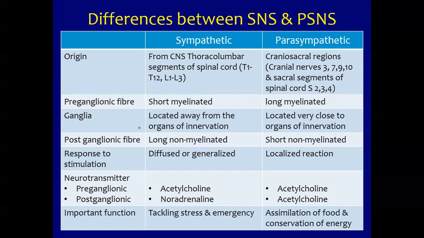Do you have prior knowledge about this, or are all these things new? Important function: sympathetic is for stress and emergency, and parasympathetic is for assimilation of food and conservation of energy. There is one fundamental difference in the case of the post-ganglionic fiber in the sympathetic nervous system. There is one exception where the neurotransmitter is not norepinephrine: sweat glands. I will explain later on. There is one exception.